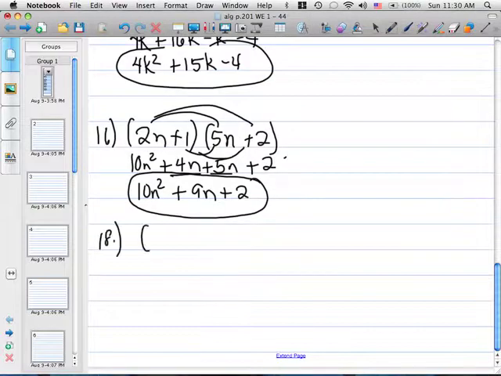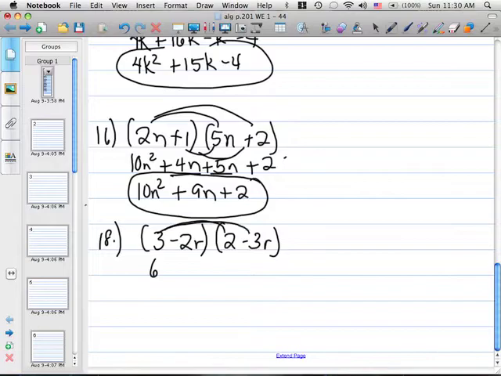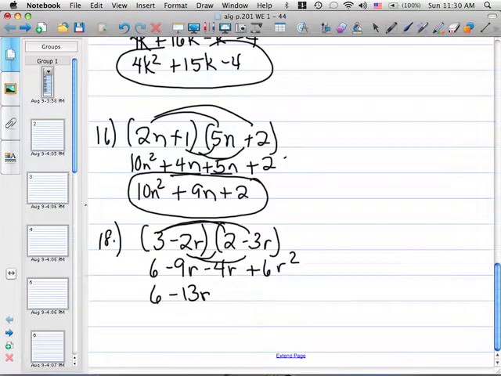Problem 18, you have 3 minus 2r times 2 minus 3r. First term, 6, outer negative 9r, inner negative 4r, last positive 6r squared. Collecting like terms, 6 minus 13r, the negative 9, negative 4, plus 6r squared.